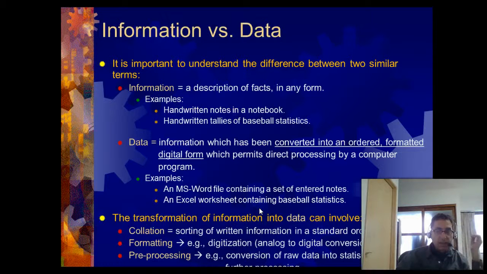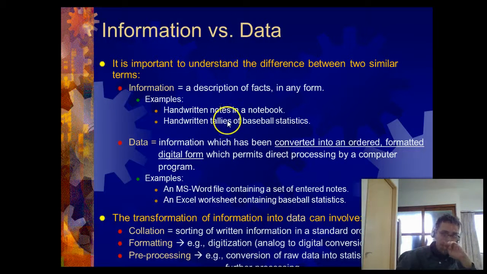So it's important to understand the difference between two similar terms, information and data. And we talked about this a little bit before. We said that information is a description of facts in any form. So it can be handwritten notes in a notebook. It can be handwritten tallies of baseball statistics.